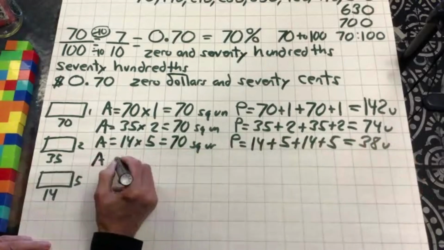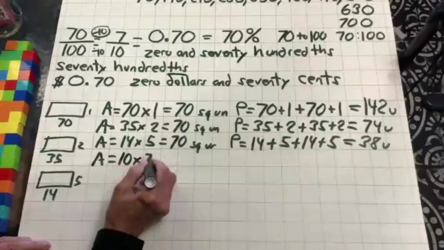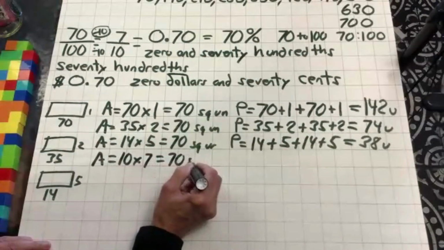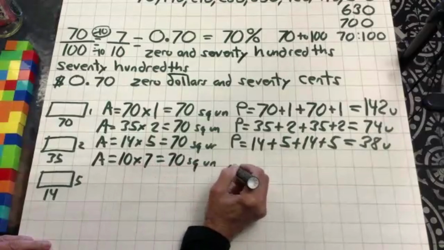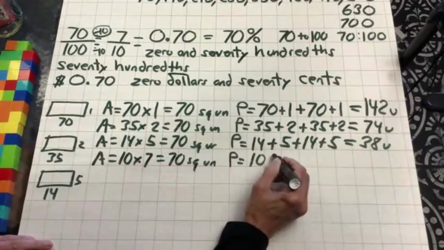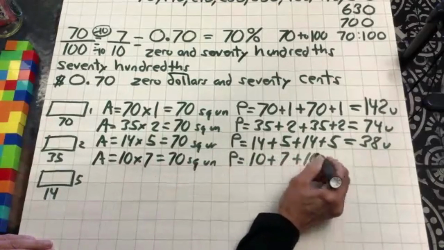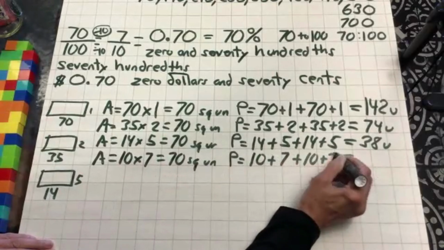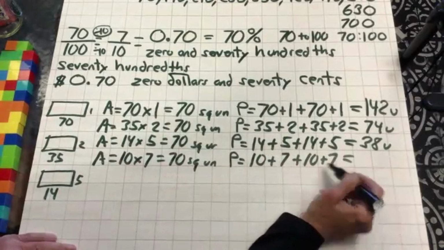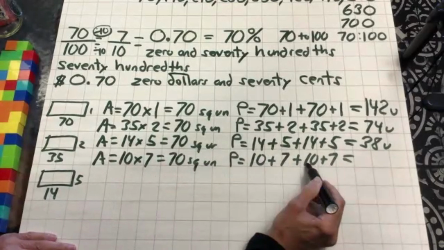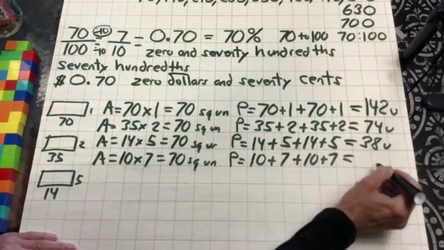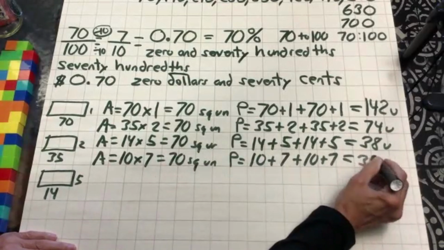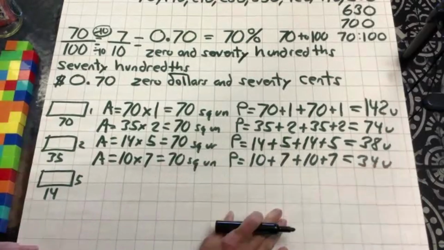And then last but not least, we have 10 by 7 equals 70. And the perimeter there would be a 10 plus 7 plus 10 plus 7. We're getting closer to a square, not quite, but close. 10 plus 10 is 20. 7 plus 7 is 14. So that would be 34 units. And we're done with our areas.